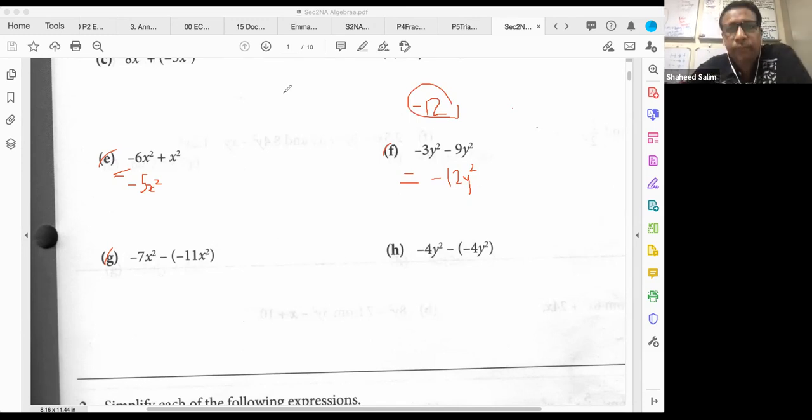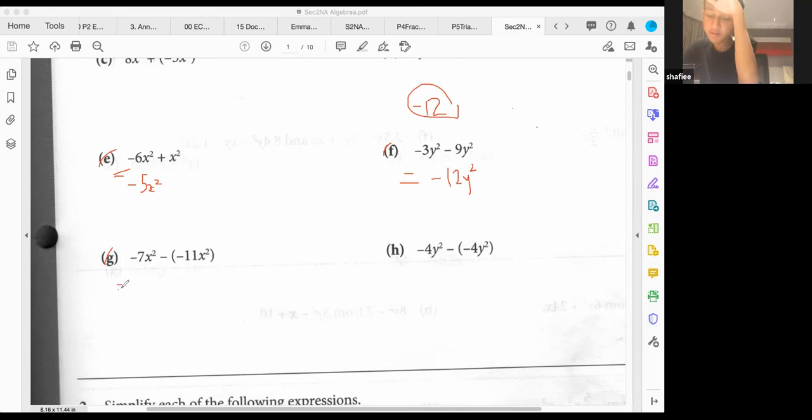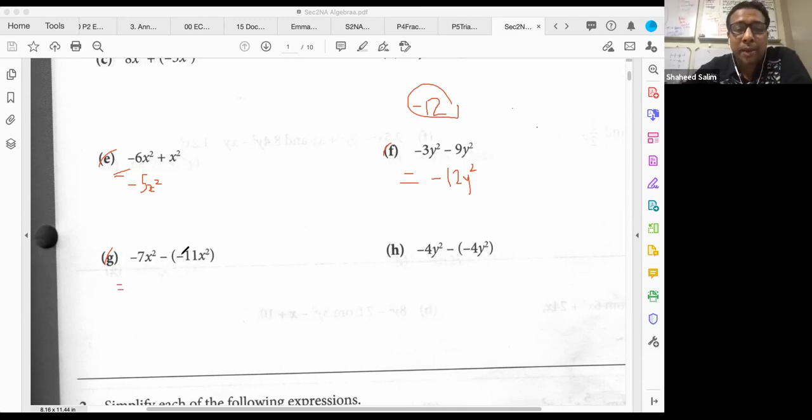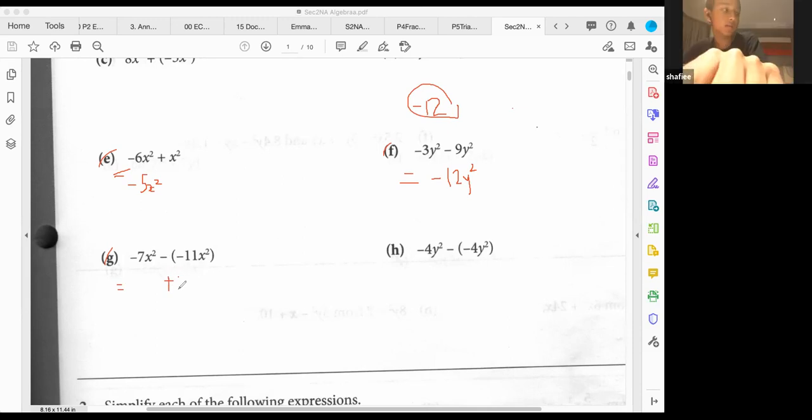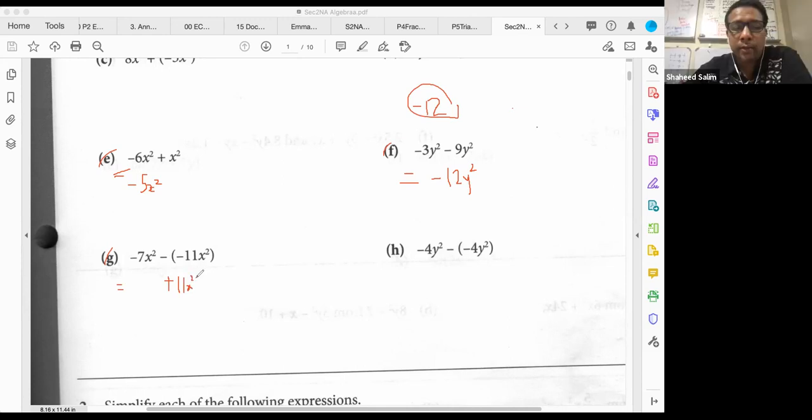Shafi, what's the answer for G? 4x squared. 4x squared, correct. Because this minus becomes plus 11x squared. Okay. And then, so now -7. So Inshira, if you feel confused like that, what do you do? You rearrange this now. You can put the 11 in front. 11x squared minus 7x squared. Now you might feel less confused, right? You feel more comfortable, right? If you feel more comfortable, then you switch lah, no problem. You switch, you get 4x squared.